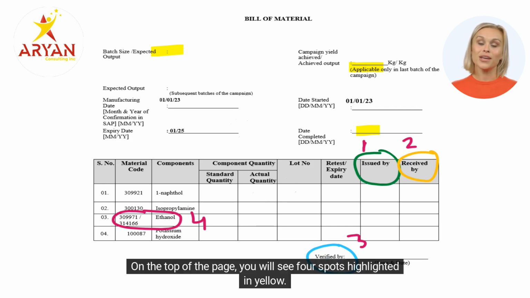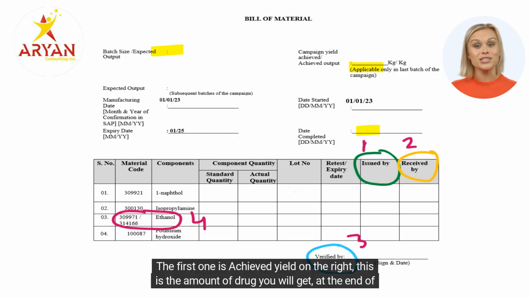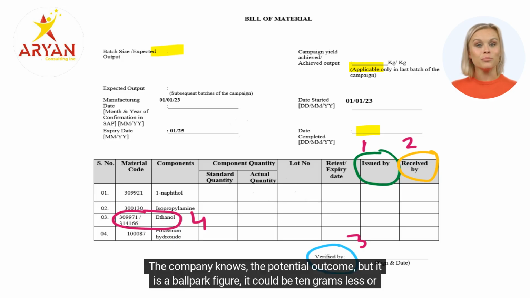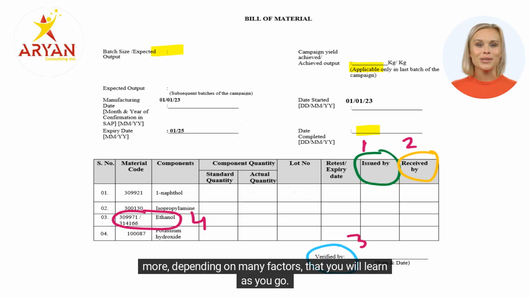On the top of the page, you will see 4 spots highlighted in yellow. The first one is achieved yield on the right. This is the amount of drug you will get at the end of the manufacturing process. The company knows the potential outcome, but it is a ballpark figure. It could be 10 grams less or more depending on many factors that you will learn as you go.